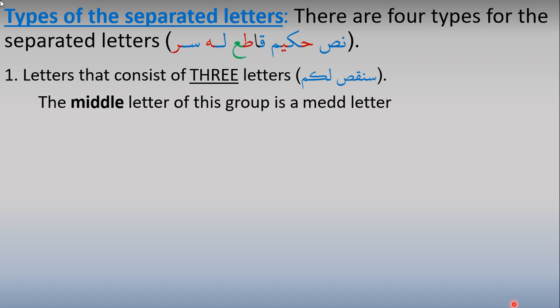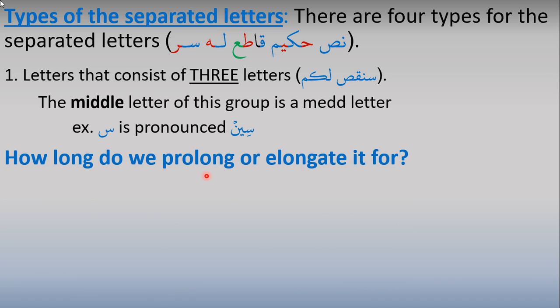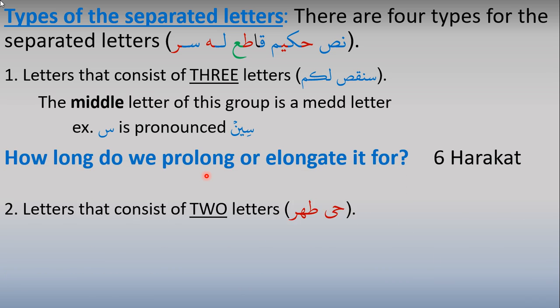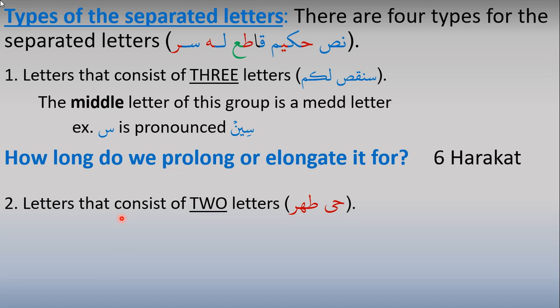The middle letter of this group is a mad letter. For example, Sin is pronounced Seen. If we look at the second letter, that letter is a Ya. The middle letter of the group is a mad letter, a ya, and that's a mad letter, we know. And how do we know it's a ya? Because the ya is preceded by a kasra. That's how we know it's a mad letter. So this is the first group. How long do we prolong this group? 6 harakat.